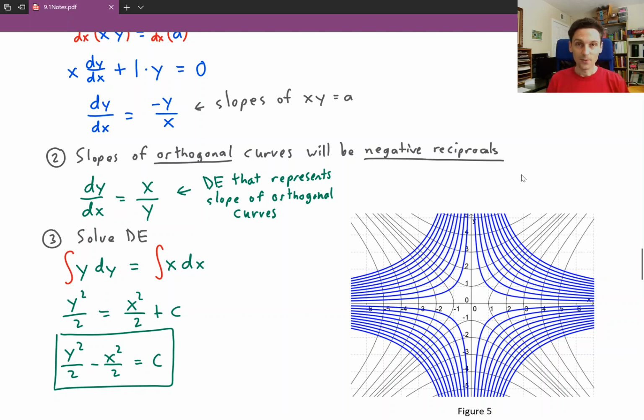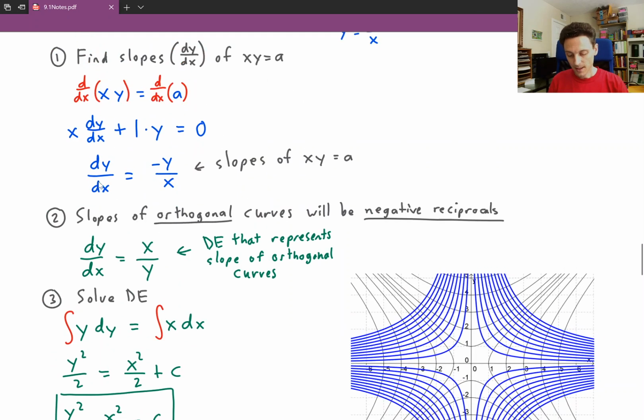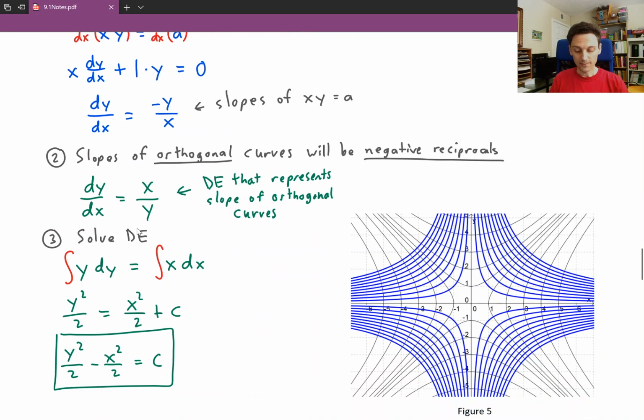So there we go. We've figured out from a family of curves what the orthogonal trajectories to that family of curves are. And the steps, again, just to outline them, were first find the slopes of the original family of curves, so find dy/dx. Then take the negative reciprocal to get the slopes of the orthogonal curves. And then solve that differential equation that you have, which will give you equations for the new orthogonal trajectory curves.